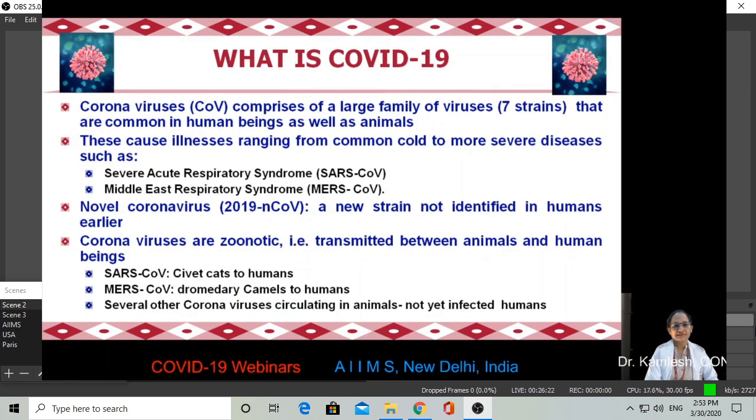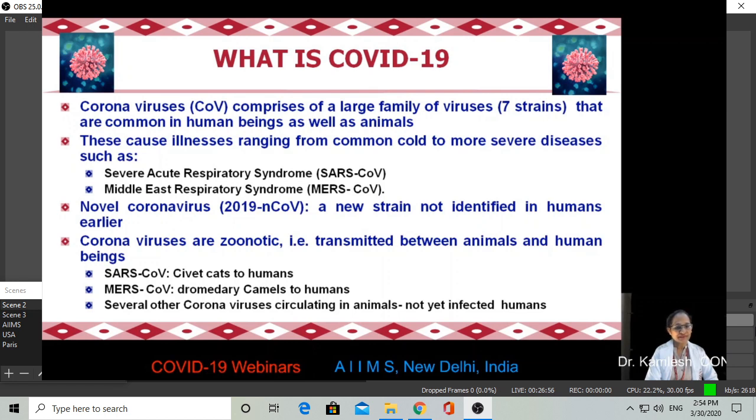So coronavirus comprises a large family of viruses, including about seven strains that are common in human beings as well as amongst the animals. These cause illnesses ranging from common cold to more severe diseases, such as severe acute respiratory syndrome, the erstwhile SARS coronavirus, Middle East respiratory syndrome, MERS coronavirus, and novel coronavirus 2019. It is a new strain not identified in humans earlier.